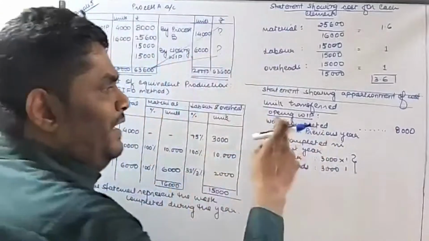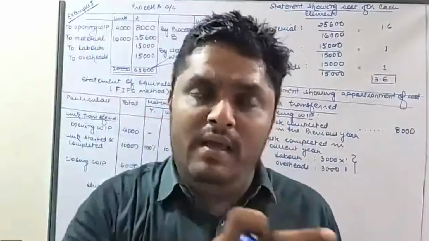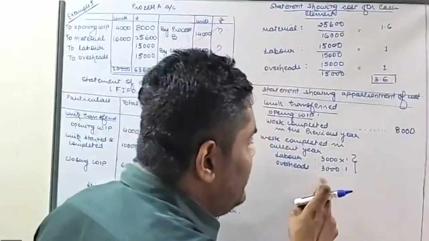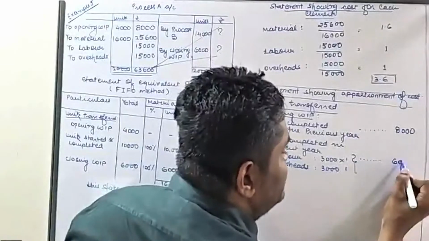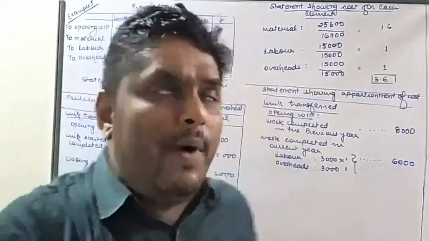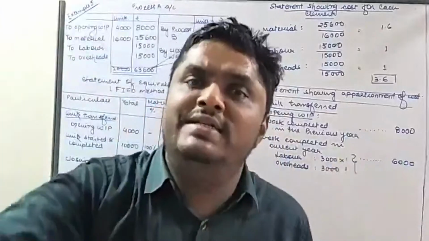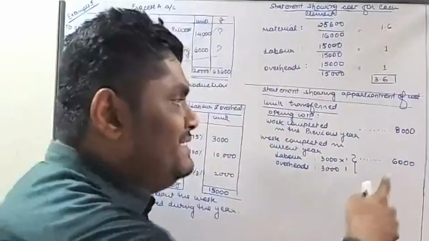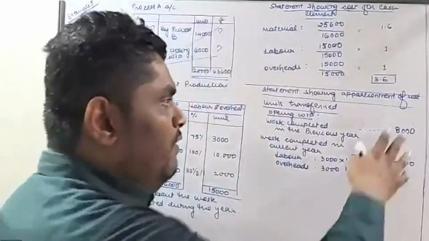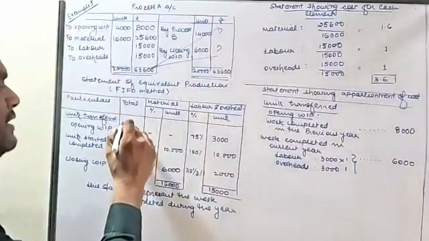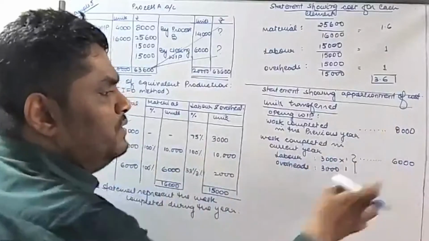So when talking about opening work in progress, the work we finished last year, and the cost of the work that is done during the current year, it is 6,000. So when talking about the cost of these 4,000 units, 8,000 is the cost that is incurred during the previous year and 6,000 is the cost that is incurred during the current year. So the story of work in progress is over. Now these 4,000 units are 100% processed and the cost is 14,000.